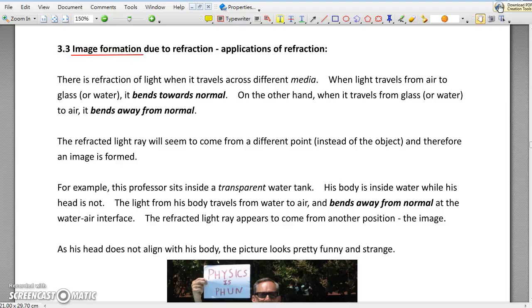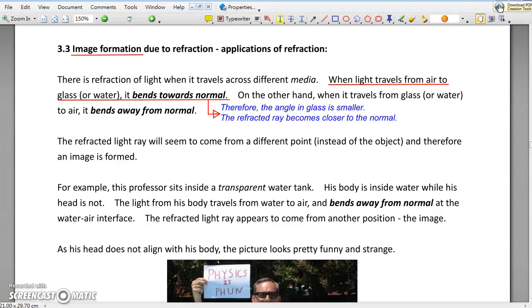Due to refraction, there is image formation. Before we talk about image formation, let's see what happens to light when it travels from air to glass. You will see that it bends towards the normal. What I mean is, the angle in glass is smaller.